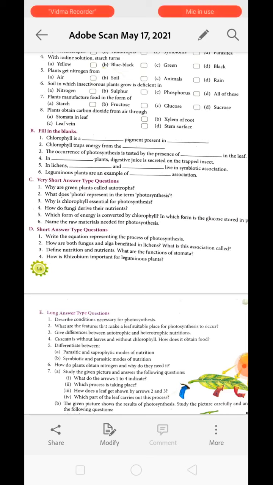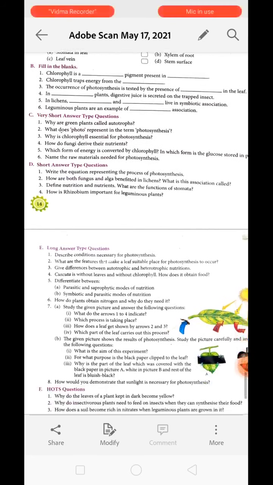Now question number 6, leguminous plants are an example of symbiotic association. Now next question. We have already finished our B section. Now we are moving toward C.